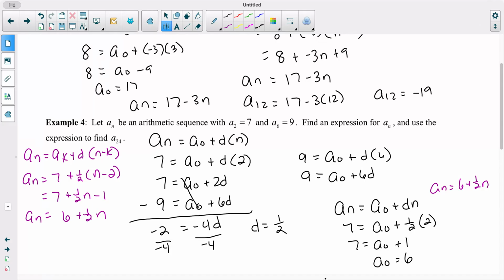Again, it's quite a lot of work, yes, but this is how we do this as far as solving. Then substitute in 24, since we want the 24th term.